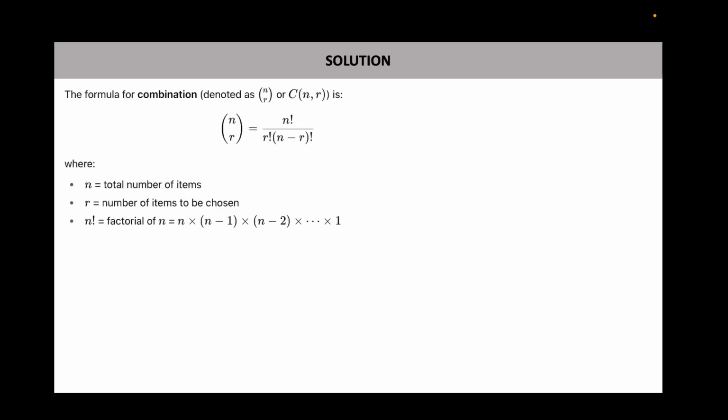Let's first understand the basic formula for any kind of combination question. Combination is usually written in this way, either C(n, r), or sometimes it's written like this. These are the two ways you can write combinations, and the formula is n factorial divided by r factorial into (n minus r) factorial, where n is the total number of items and r is the number of items that are chosen.